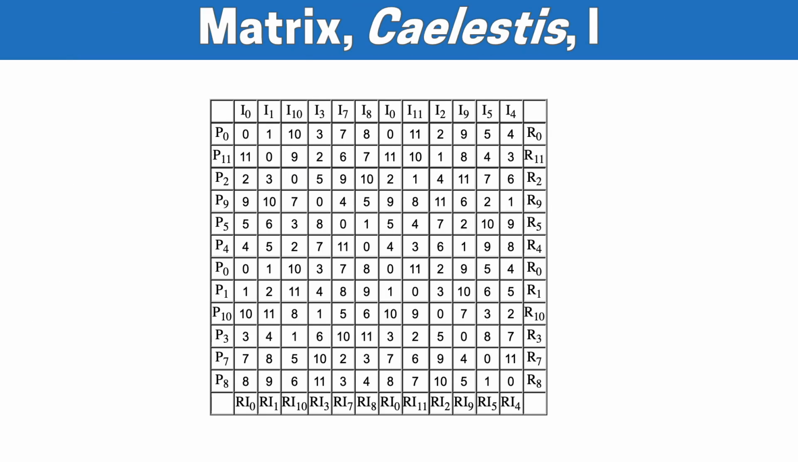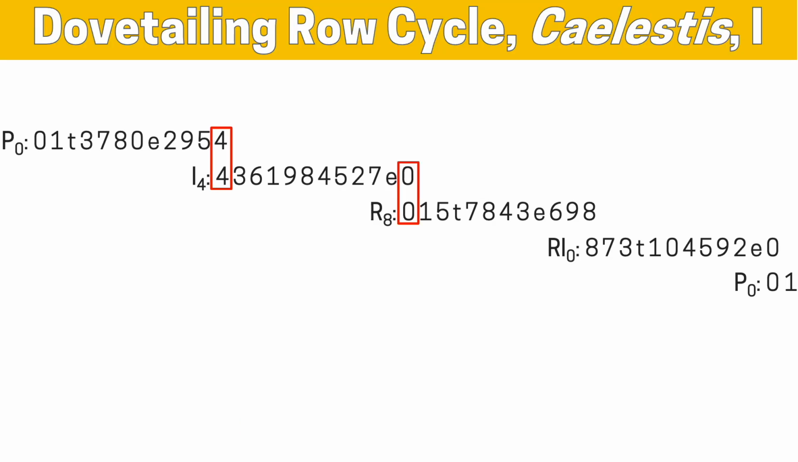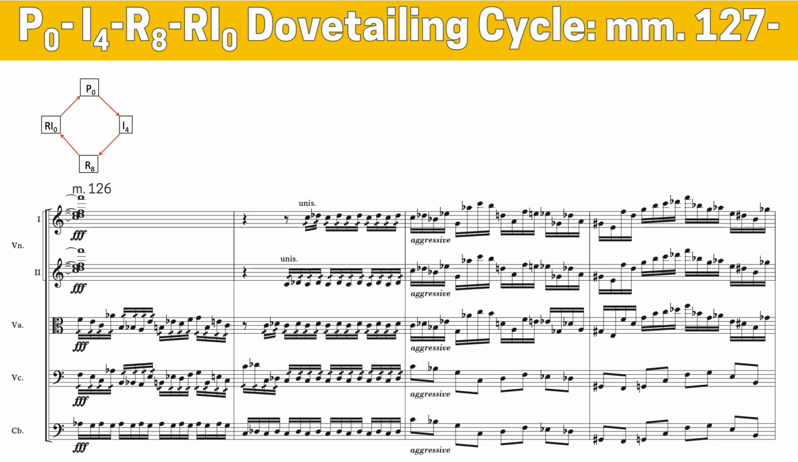After P0's arrival, it is followed by 3 row statements, one of each type, including an inversion row, a retrograde row, and a retrograde-inversion row, all interwoven through dovetailing. The final pitch class of one series becomes the first of the next. And this cycle of rows that includes P0, I4, R8, and RI0 is repeated multiple times, forming a recurring closed loop as shown here.